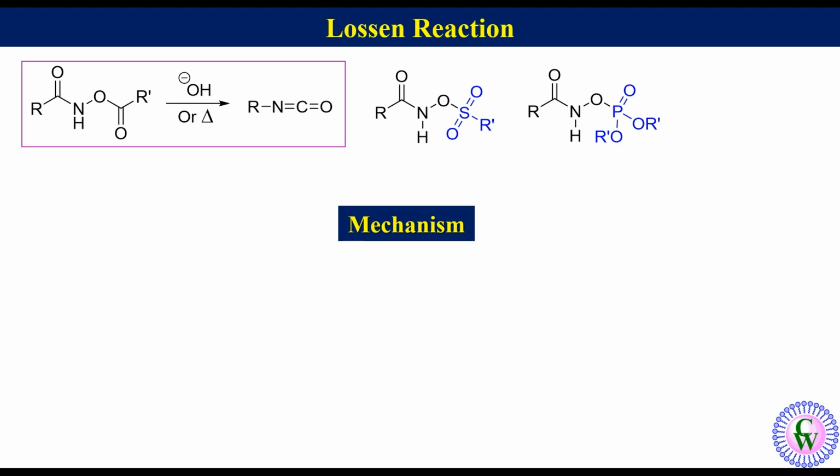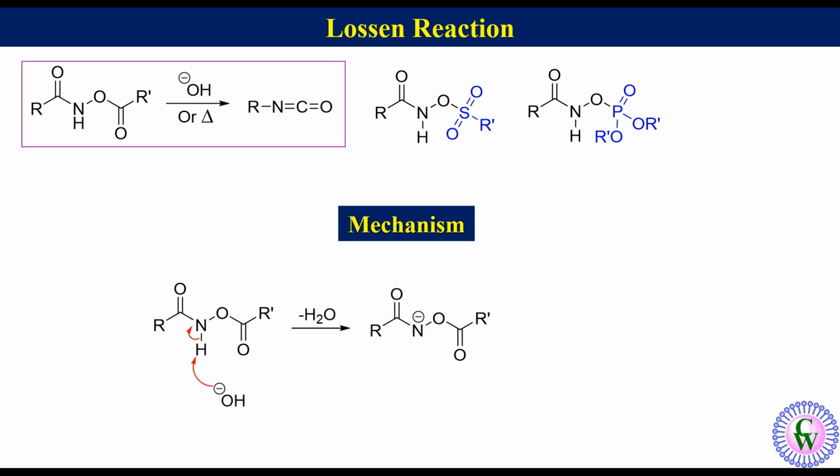Mechanism: the substrate has acidic NH proton. Base abstracts that acidic proton to produce water and this anion. Elimination of carboxylate ion, at the same time delocalization of nitrogen lone pair and migration of R group from carbonyl carbon to nitrogen produces isocyanate.